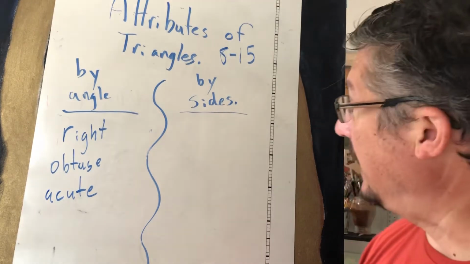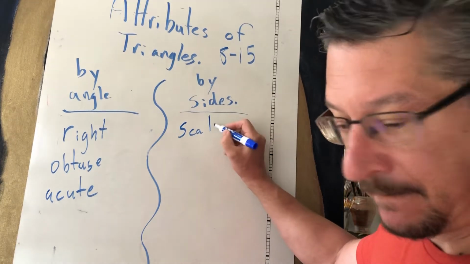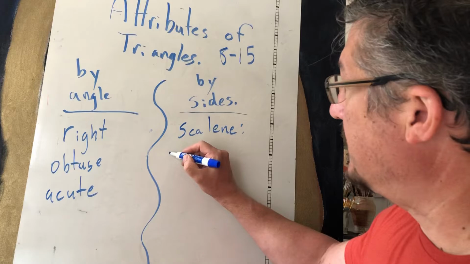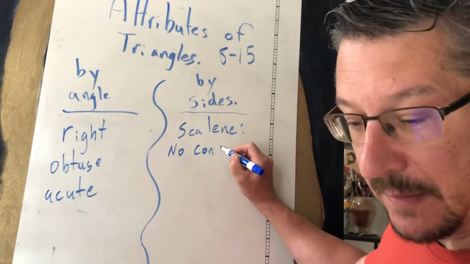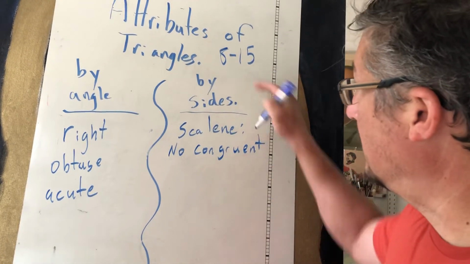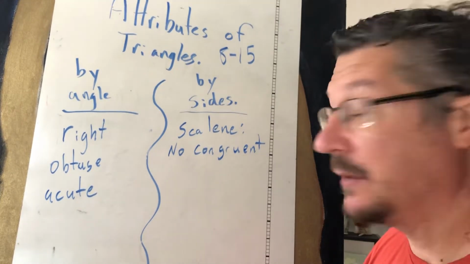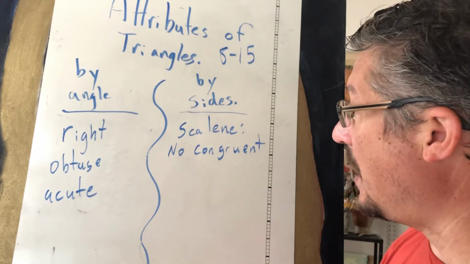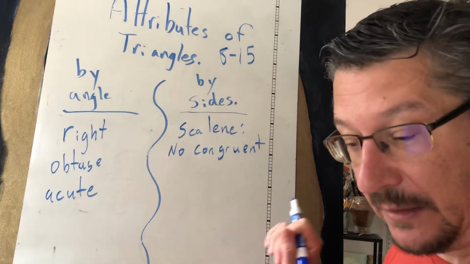Now, by side, we have scalene. And a scalene has no sides that are equal or congruent. And we use the word congruent. This was a vocabulary word from the last lesson, 814. It's in your notes. And it means equal or the same. So it has no congruent sides. It means all the sides of the triangle are not equal.